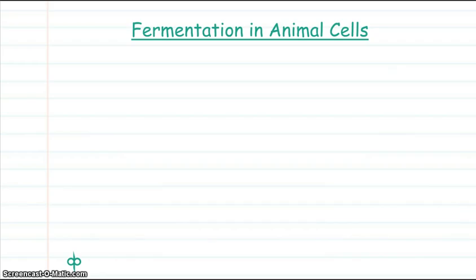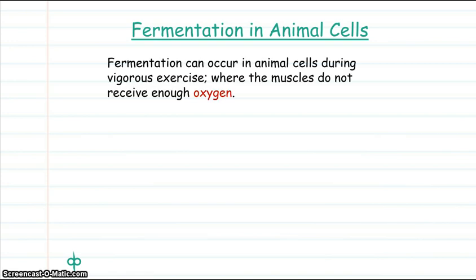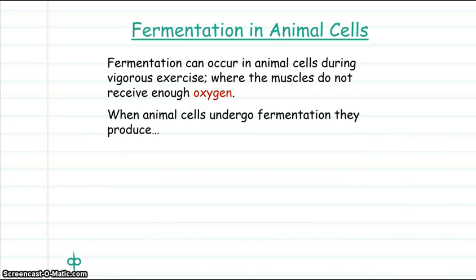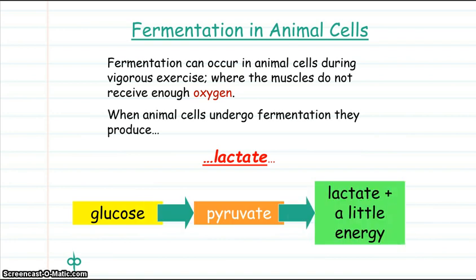So if we now look at respiration when there is no oxygen present, this is called fermentation, and occurs in animal cells during vigorous exercise, for example where muscles do not receive enough oxygen. Those cells undergo fermentation and they produce a product called lactate, and this causes muscle fatigue or cramp. The glucose is first converted to pyruvate, but then lactate is generated from pyruvate and only a little bit of energy. To be precise, that's only 2 molecules of ATP, as we saw in glycolysis.